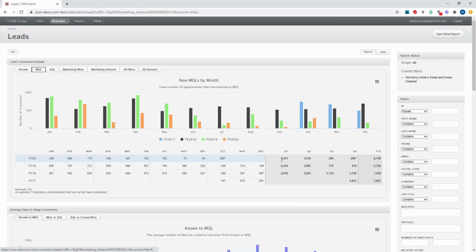I can see I had about 1,200. Now I'm interested to know the monthly breakdown. I can see I had 175 MQLs in March 2020.